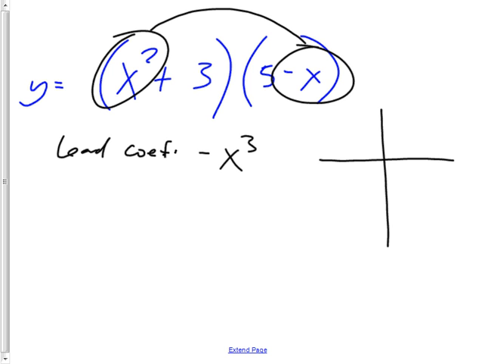So if I was going to make a picture of it, it's got to end going down on the right because it's got a lead coefficient that's negative. And since the lead coefficient has a 3 on it, that also tells me the degree. It's an odd one, so it must be going up on the left. One more thing. Where does it actually touch?